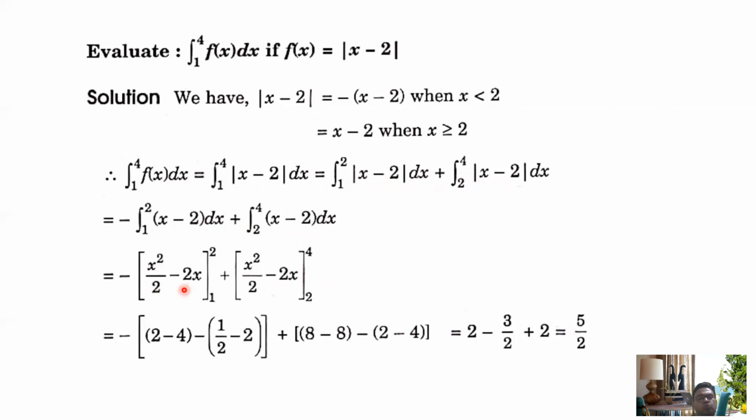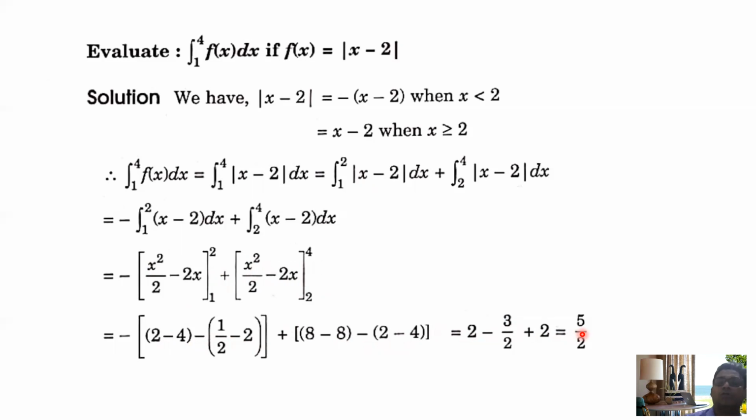That is minus of [x square by 2 minus 2x] from 1 to 2 plus [x square by 2 minus 2x] from 2 to 4. So upper limit minus lower limit: minus of (2 minus 4 minus half minus 2) plus (from here 16 by 2 and 8 minus 8, minus 2 minus 4). Okay, ultimately what we get, 2 minus 3 by 2 plus 2, that is 5 by 2 is the answer.